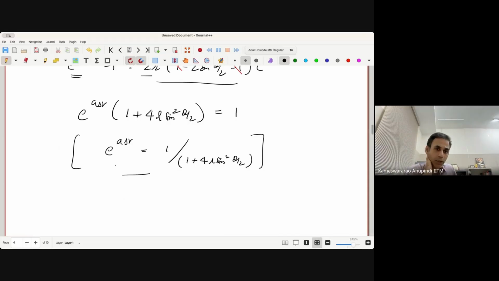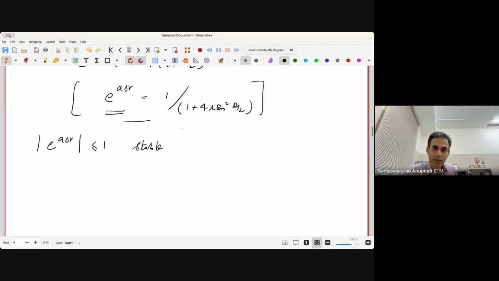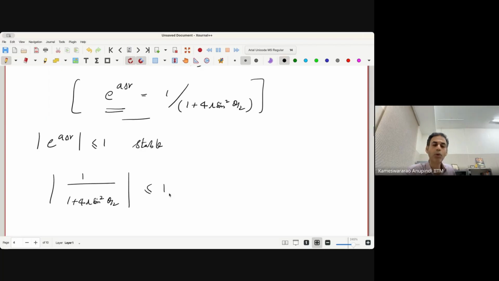Similarly here we're going to do that. So this is the amplification factor which we have seen. We want e power delta t to be less than or equal to 1 for the method to be stable. That means I'm going to consider this right hand side, that is modulus of 1 by 1 plus 4r sine square theta by 2 to be less than or equal to 1.